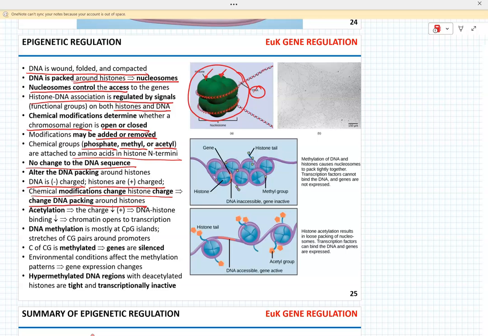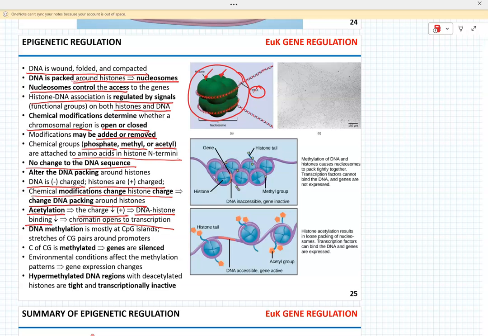For instance, histone acetylation reduces the positive charge, and when the positive charge is reduced, the DNA binding to histone also goes down. When DNA isn't tightly bound to histone, that part of the chromatin becomes open to transcription.